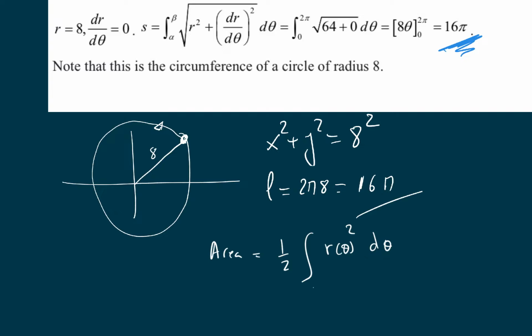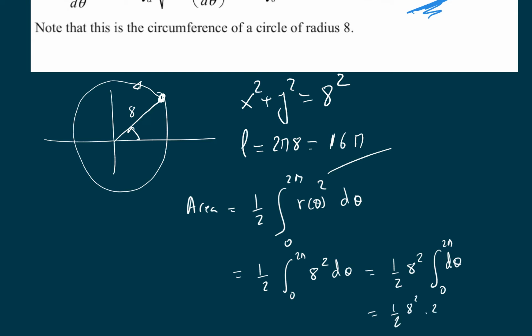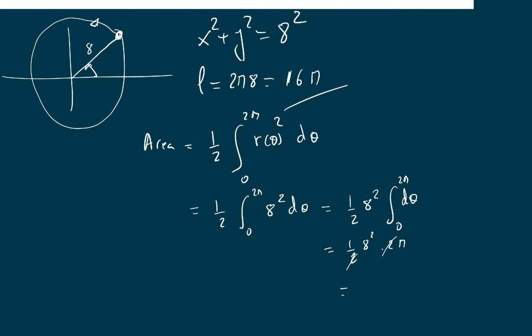one half the integral of r of theta squared d theta. And d theta is from 0 to 2 pi in this case, because theta varies from 0 to 2 pi. So the area will be 1/2 the integral from 0 to 2 pi of r squared. R is 8, so it will be 1/2 times 8 squared times the integral of d theta from 0 to 2 pi, so 1/2 times 8 squared multiplied by 2 pi. So this 2 will cancel with this 2. 8 by 8 is 64 pi.